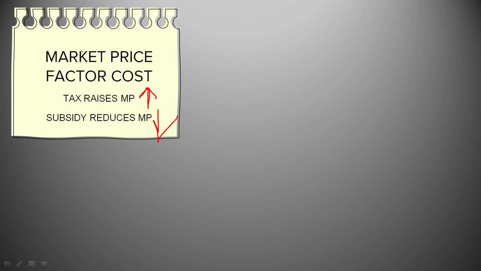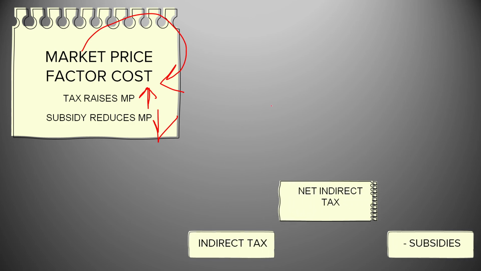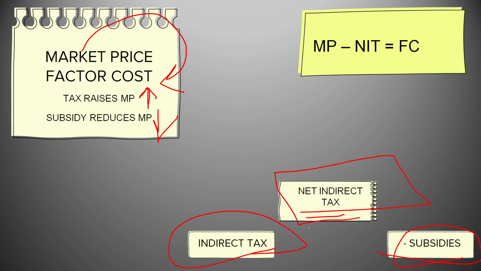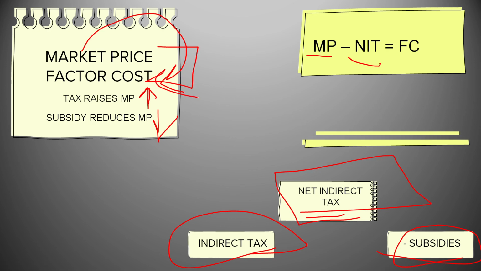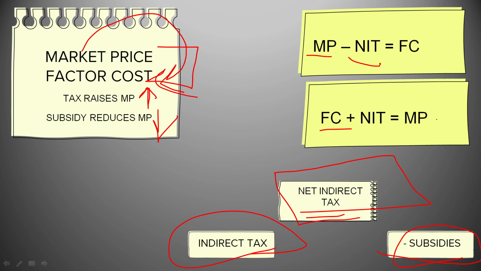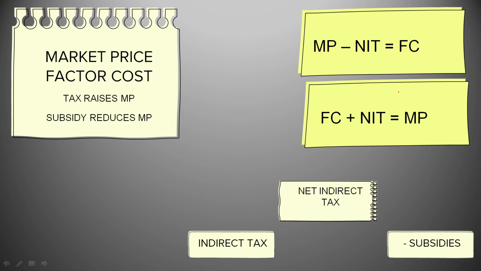To convert the market price into factor cost, we find the net indirect tax. What is the net indirect tax? It's the tax that the government charges, and if we subtract subsidies from it, we get the net indirect tax. If we subtract net indirect tax from the market price, we get the factor cost. And if we add net indirect tax to the factor cost, we get the market price. So I hope you got what market price and factor cost are.